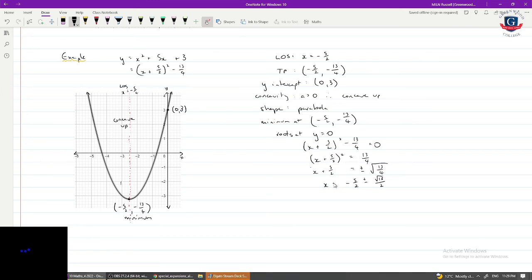Let's make this a bit clearer. I find that one solution is negative 5 on 2 plus root 13 on 2, and the other is negative 5 on 2 take root 13 on 2, and thus I found the 2 roots of my equation.